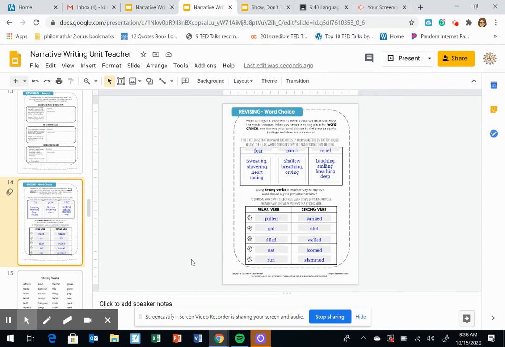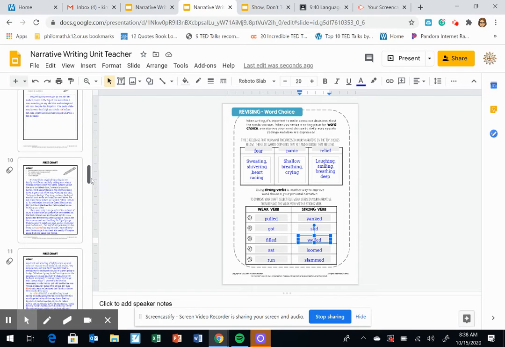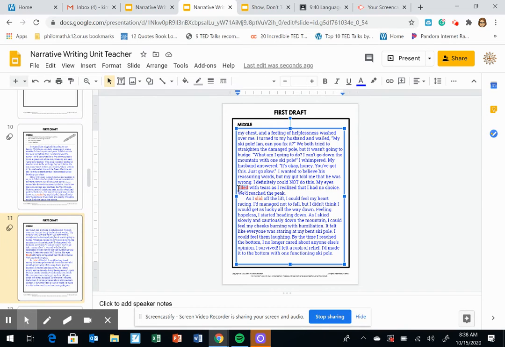And I decided to change filled with welled, which you guys will see here in a second why I did that. So let me find, whoops, here it is. So my eyes filled with tears. I could say my eyes welled with tears. Welled means like they fill up with tears. So it's the same thing, but it's just a better verb.